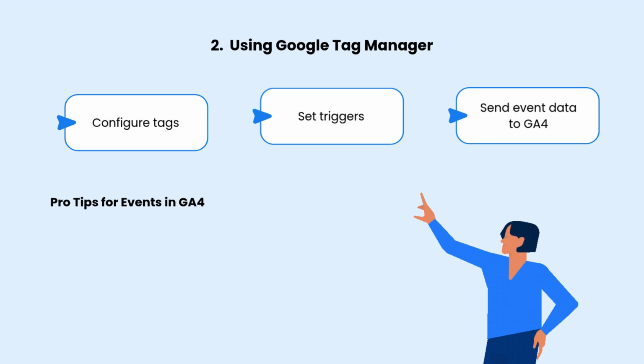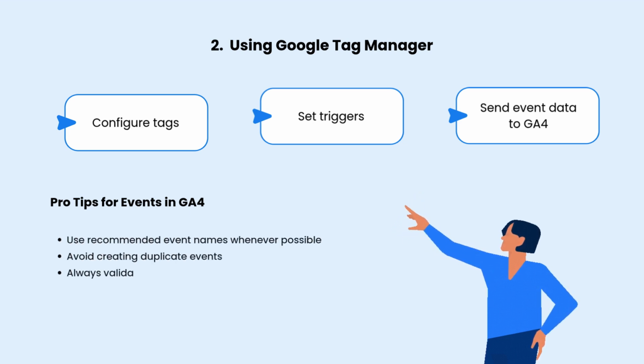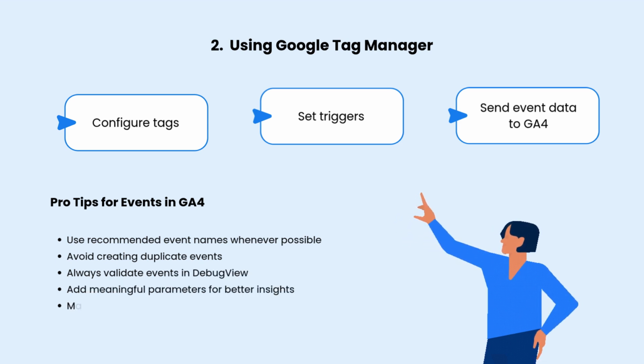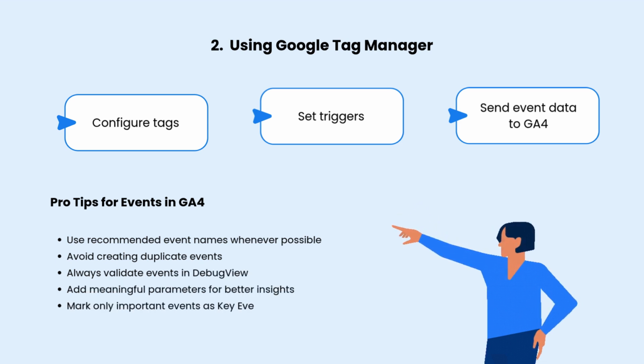Pro tips for events in GA4. Use recommended event names whenever possible. Avoid creating duplicate events. Always validate events in debug view. Add meaningful parameters for better insights. Mark only important events as key events.